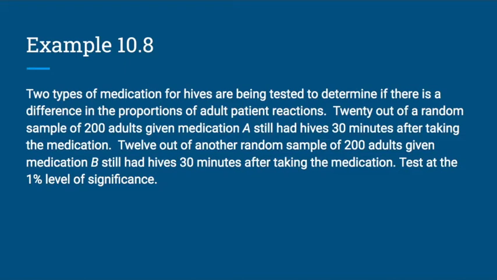We have two types of medication for hives that are being tested to determine if there's a difference in the proportion of adult patient reactions. So 20 out of a random sample of 200 that were given medication A still had hives 30 minutes after taking the medication. 12 out of another 200 given medication B still had hives 30 minutes after taking the medication. So basically what we're measuring is how many of them still had hives 30 minutes later.